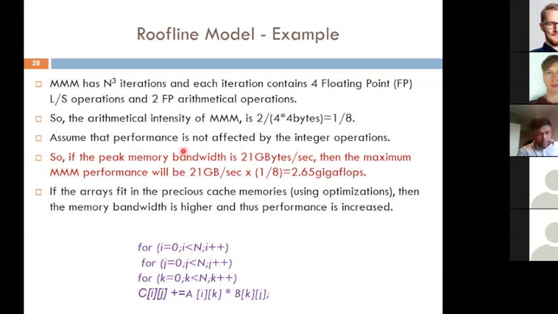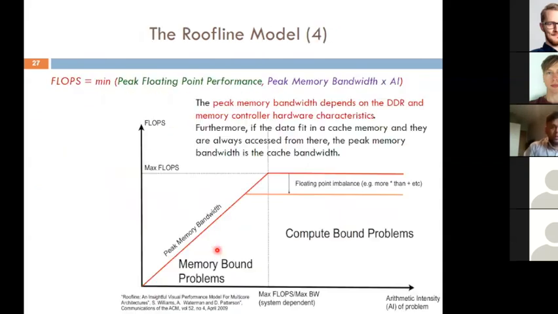Assume that performance is not affected by integer operations. Yes, because we are dealing with floating points. But if the peak memory bandwidth is, suppose, 21 gigabytes per second, then the maximum performance of MMM, matrix-matrix multiplication, will be this. This is the formula we can use for getting the maximum performance: peak memory bandwidth times AI.